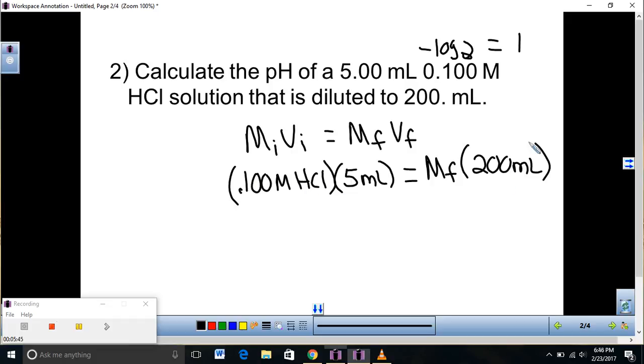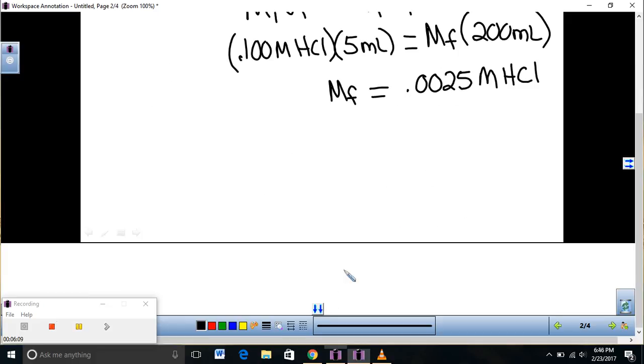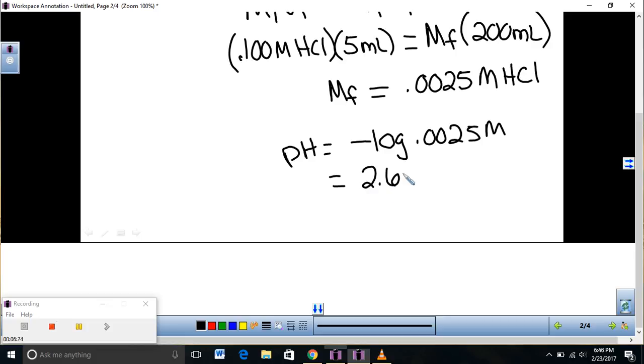I'm going to multiply these and divide by the 200, and I would find that we have a final molarity of 0.0025, and that is our molarity of our HCl. And of course, that's a strong acid that's going to break apart 100%, and since it breaks apart 100%, I could simply take the negative log of 0.0025 to find the pH, because strong acids are super easy to find the pH of. And so we get a pH of 2.60.